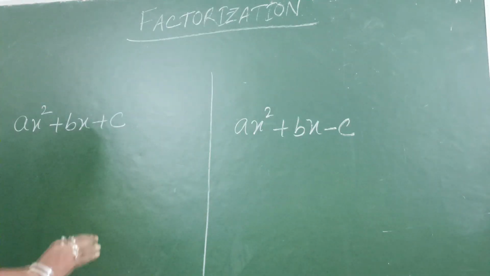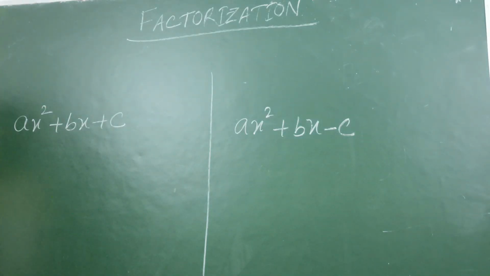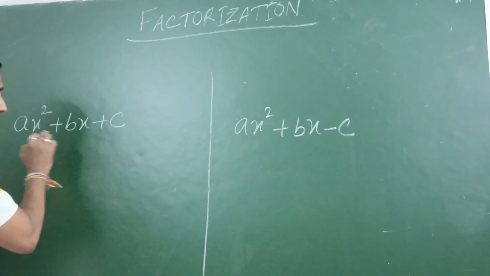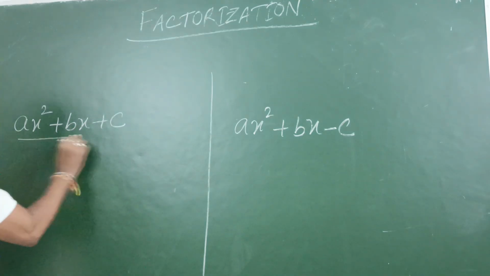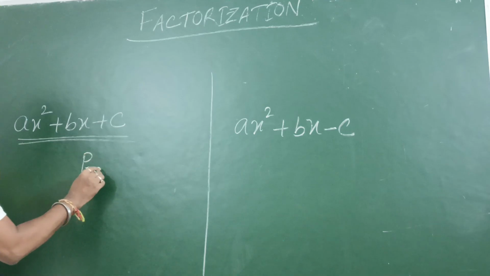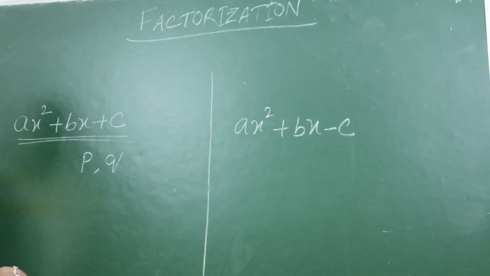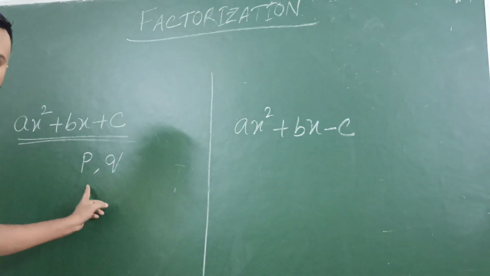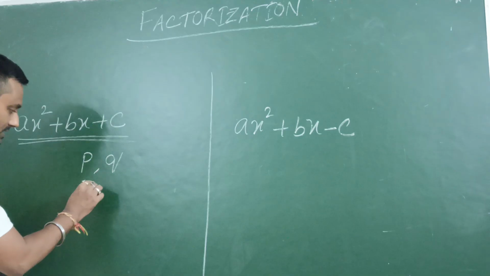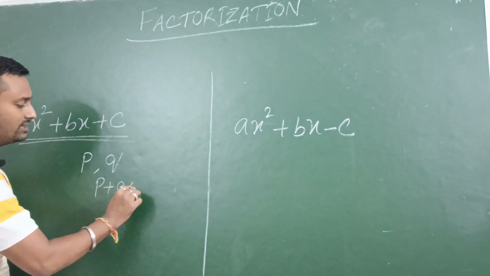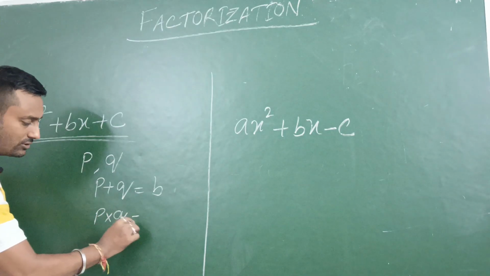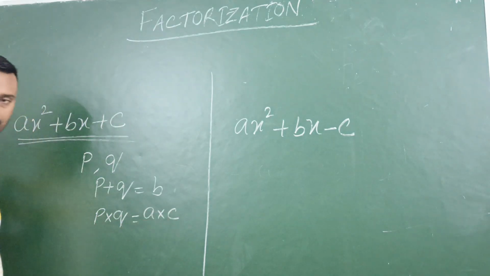Okay. So middle term splitting. Middle term splitting means what? When you solve this type of polynomial, you have to split this b. So in this case, you have to find two numbers p and q. Listen very carefully, a very interesting topic. You have to find two numbers p and q such that the sum of p and q is equal to b and the product of p and q is equal to the product of a and c.